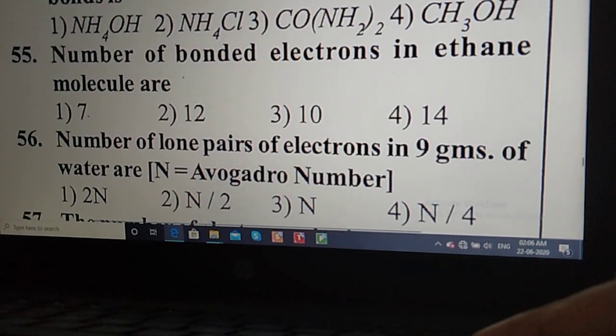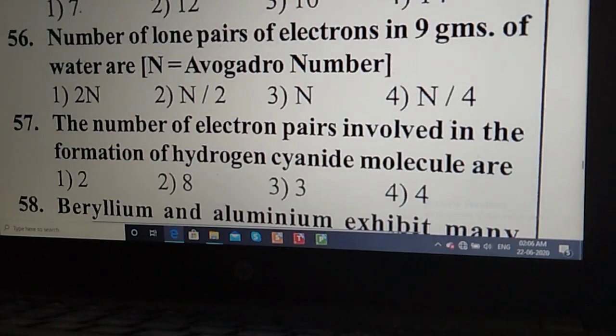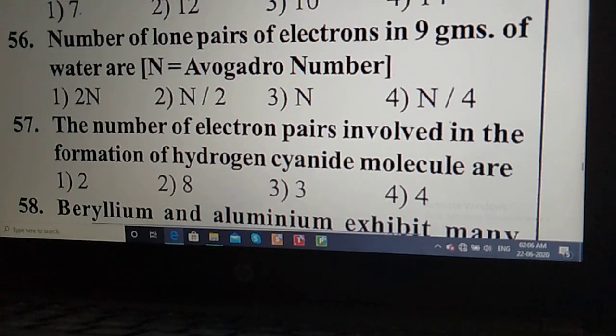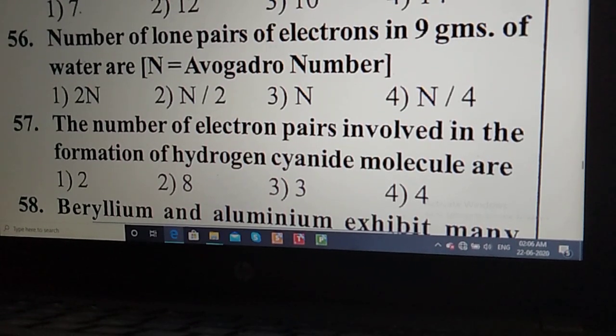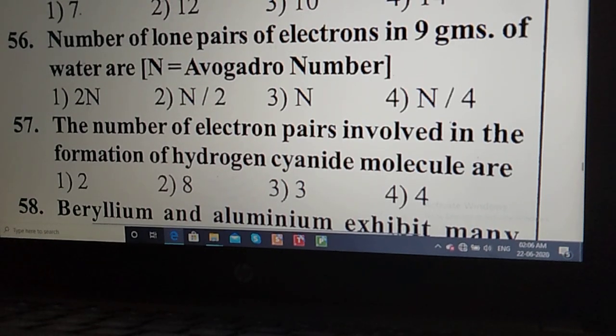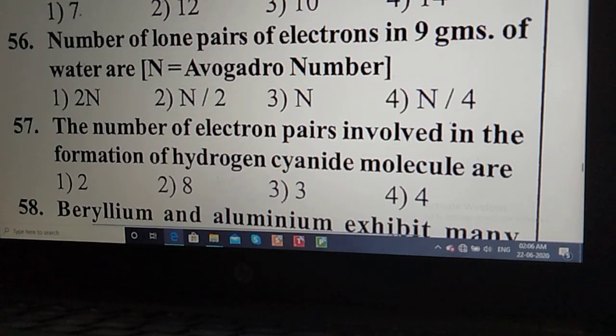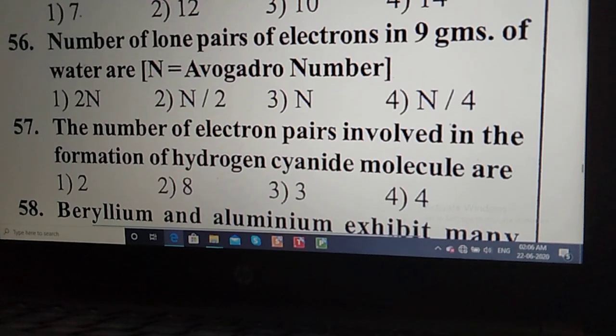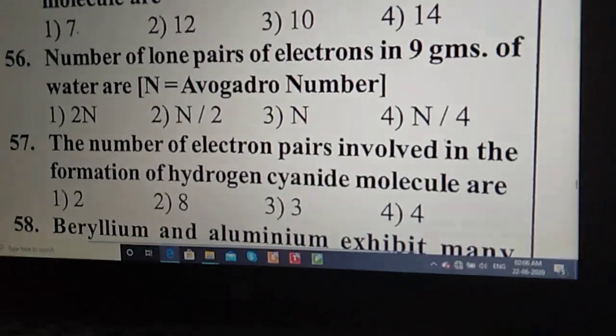Now come to 56, students. Question number 56: the number of lone pair electrons in 9 gram of water are. Okay, 9 gram of water. So they are asking the number of LP in 9 gram of H2O. It is quite a difficult question, students. You see the options on the board. LP means lone pair.